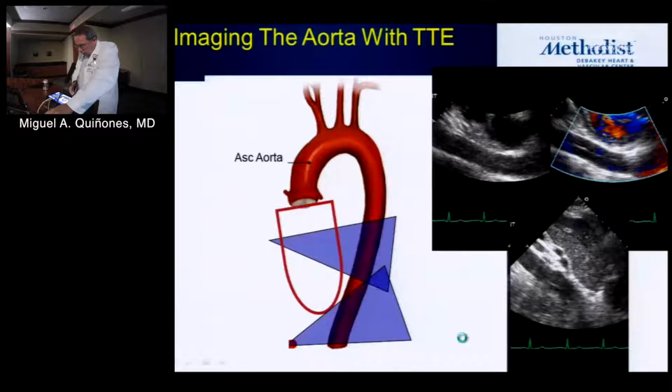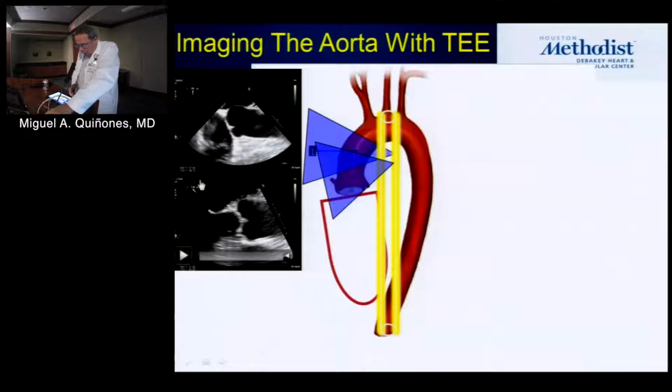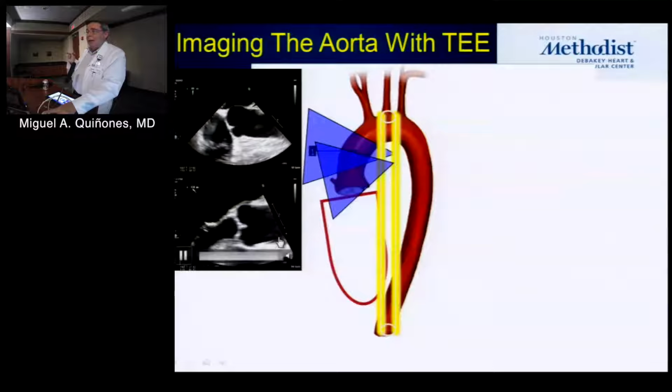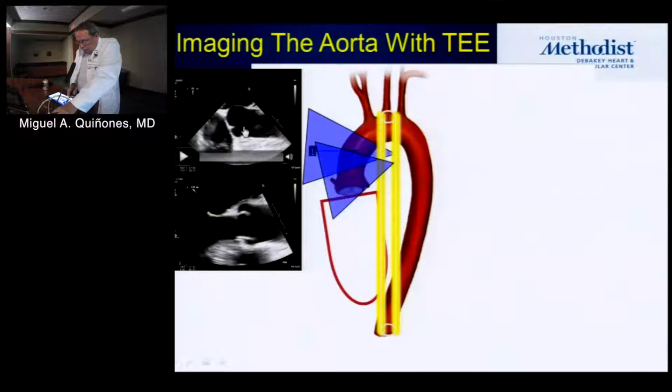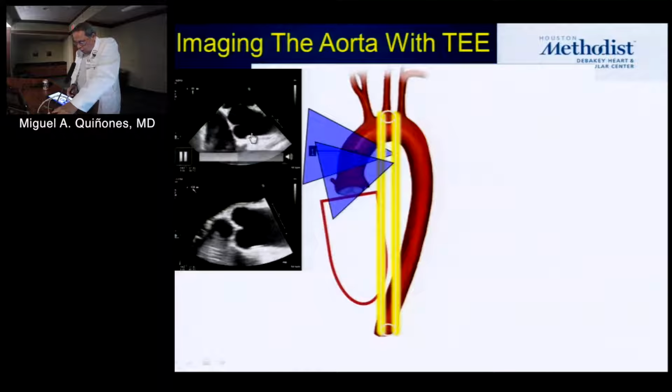With the TEE, again, the same story. In the traditional 120 to 130 degree LV outflow view, you will see the aortic root. Here you see actually a little bit more of the ascending aorta. But if you want to see a lot more of the ascending aorta, the 120 will foreshorten it. So you get down to about 90 to 100 degrees. The aortic valve and aortic root may not look as pretty and as good as they do here, but you get a much nicer look at the ascending aorta.